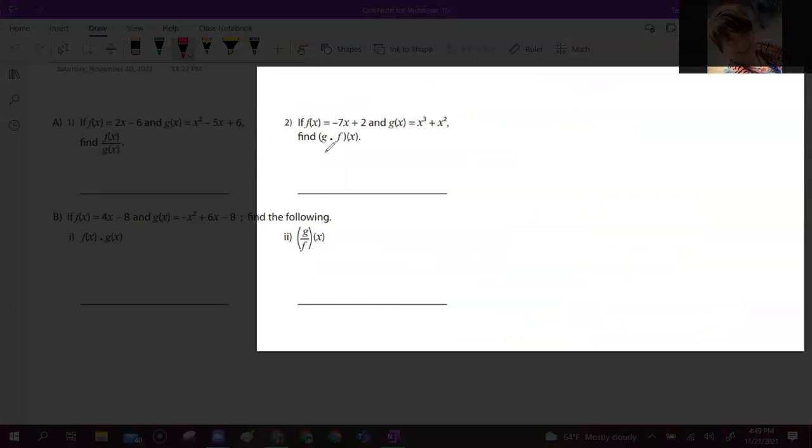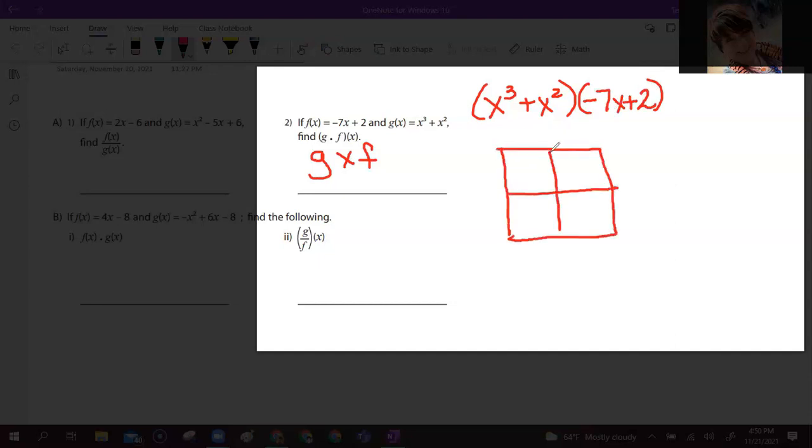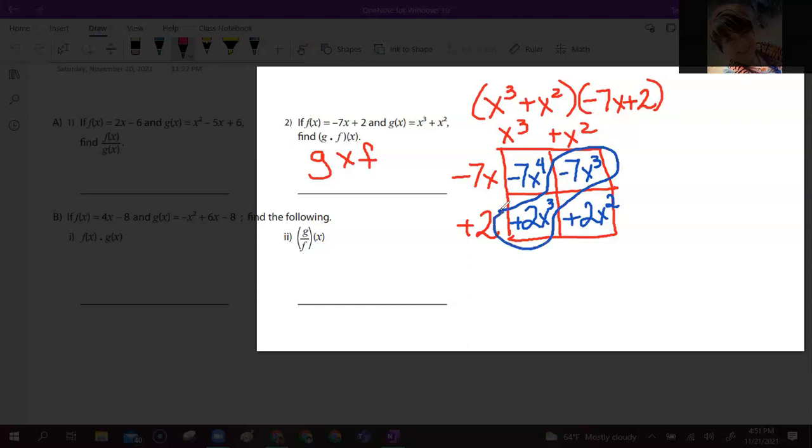Multiplication, this one says G times F. So I have G is a binomial. So this is really like saying X cubed plus X squared times -7X plus 2. I'm going to do this one with the box method. This one is a 2 by 2. Write my binomials across the top and the side. And then I multiply to fill in. And my diagonals are my like terms, and then I'm ready for my final answer.